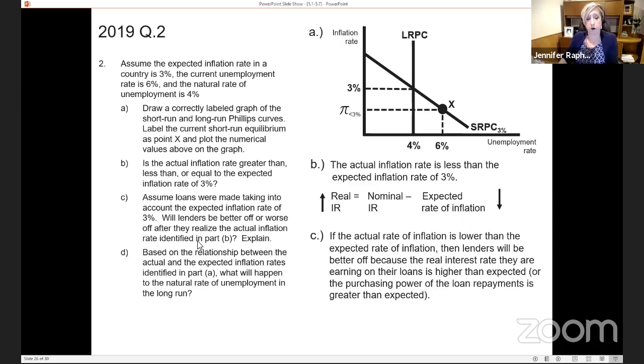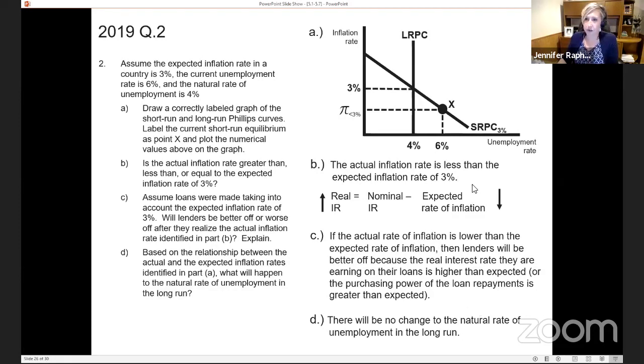All right, and then part D asks, based on the relationship between the actual and expected inflation rates identified in part A, what happens to the natural rate of unemployment in the long run? And hopefully you know that the natural rate of unemployment is a function of the frictional unemployment rate and the structural unemployment rate, and changes in expectations of inflation do not affect frictional or structural unemployment. So there will be no change to the natural rate of unemployment in the long run.